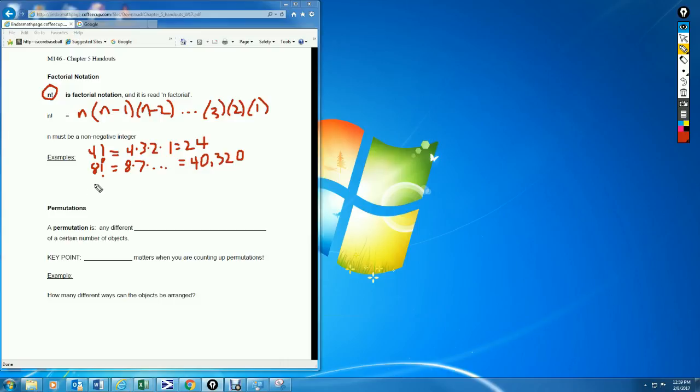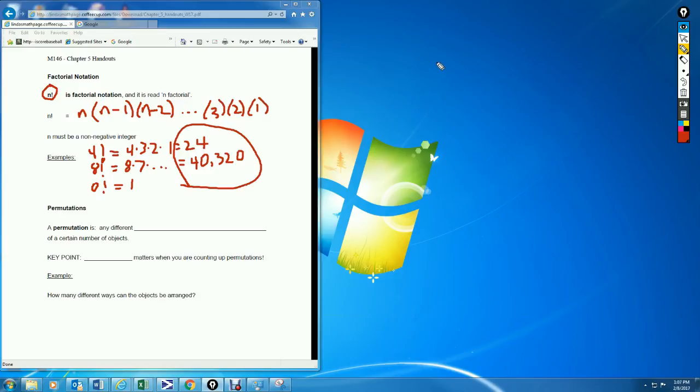And also just to comment that by definition, 0 factorial, although it may not seem to make sense, is equal to 1. Again, by definition. And just an additional note that you do have a factorial function on your scientific calculator. So why don't you pause for a minute and try to find it, and then try to reproduce either or both of these numbers.